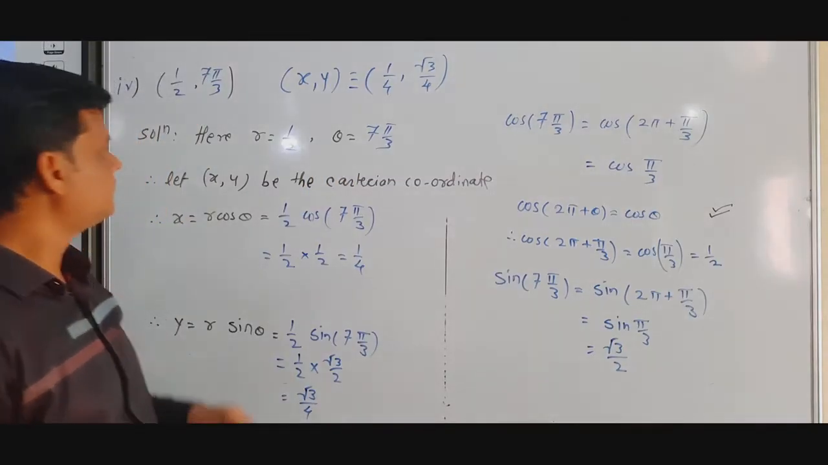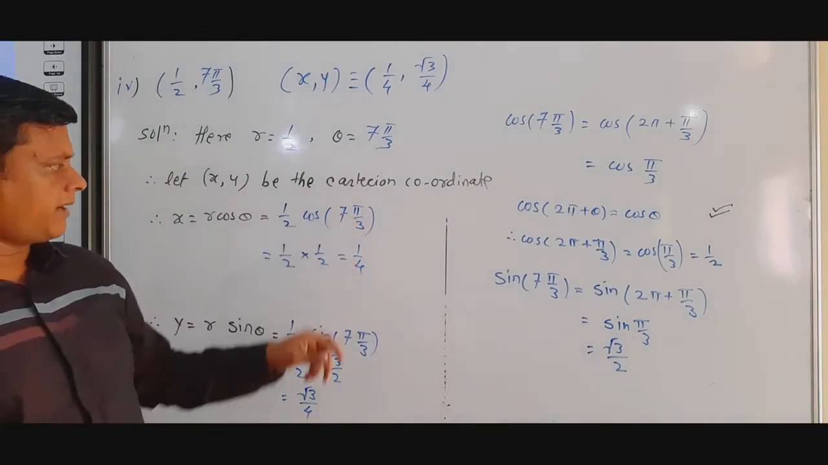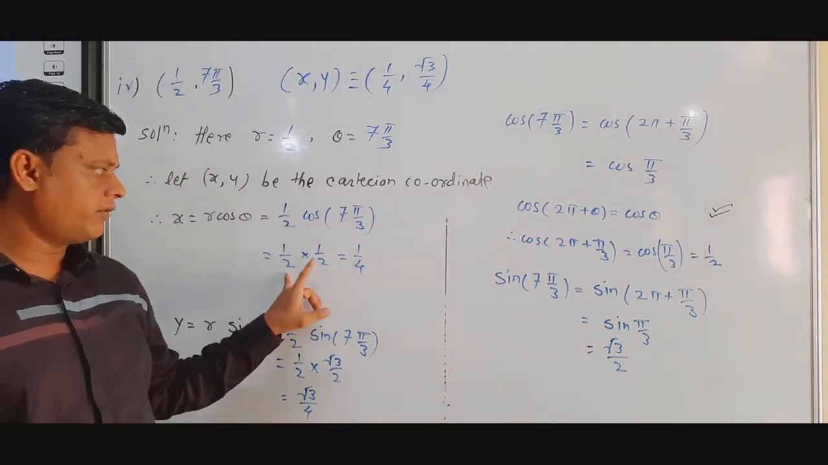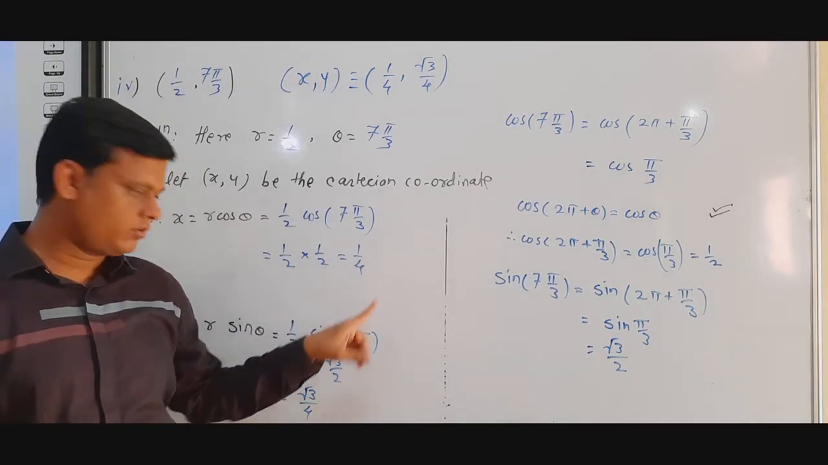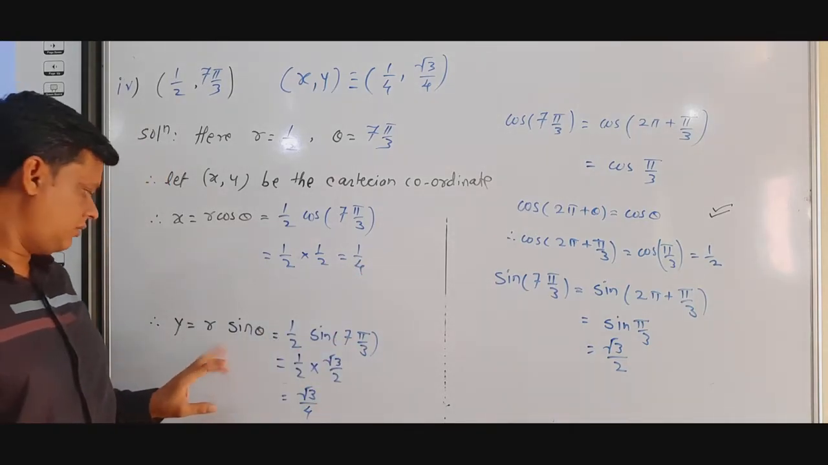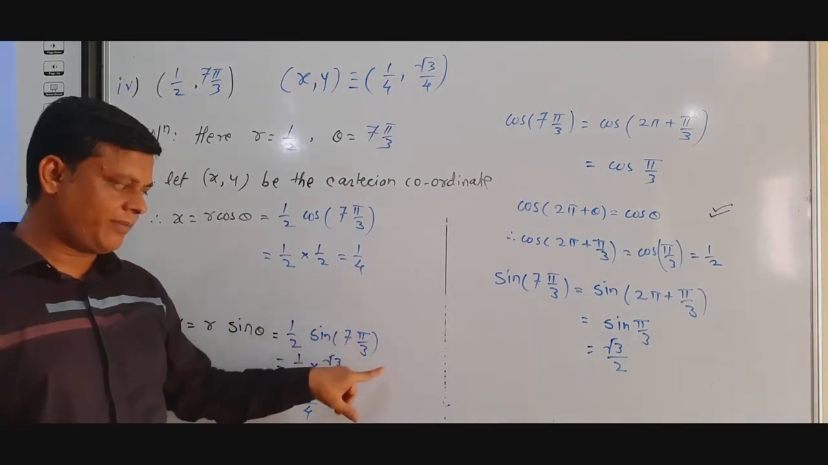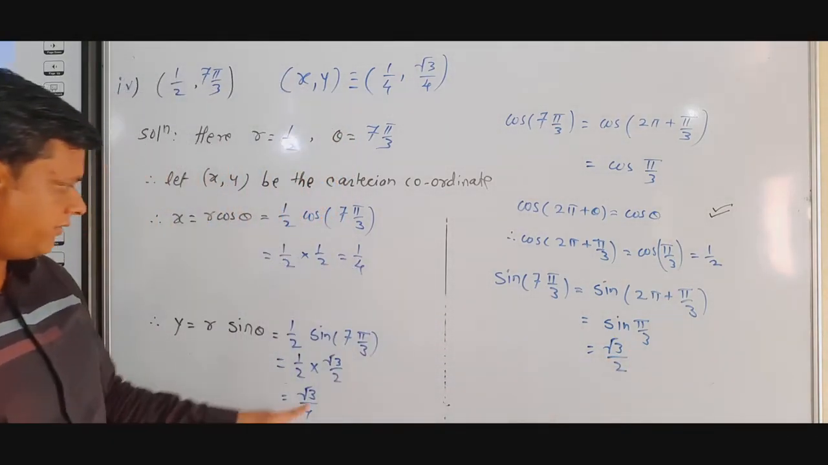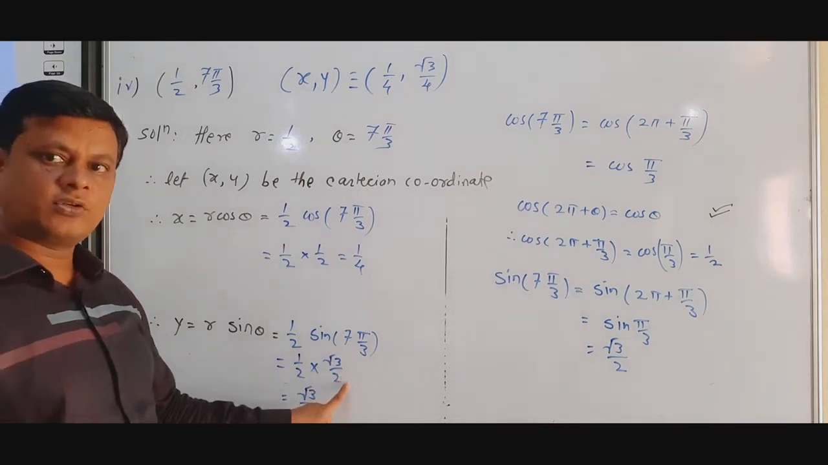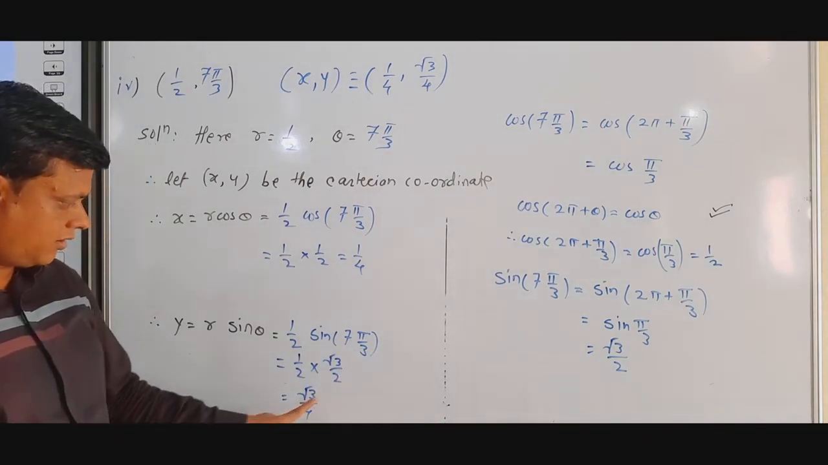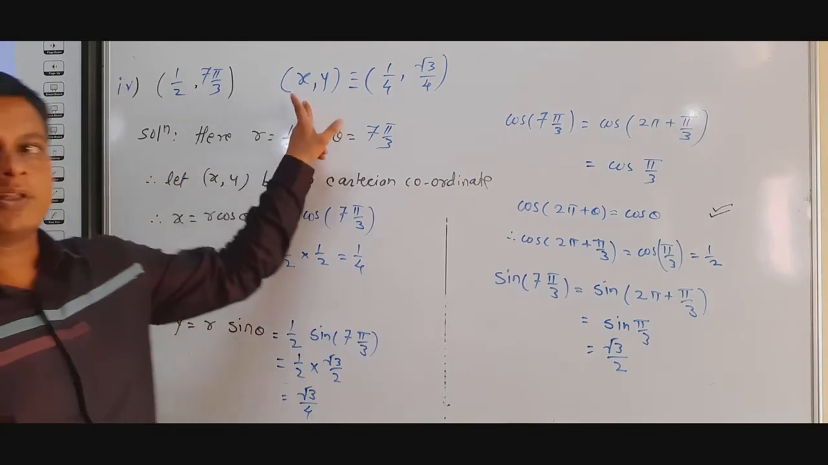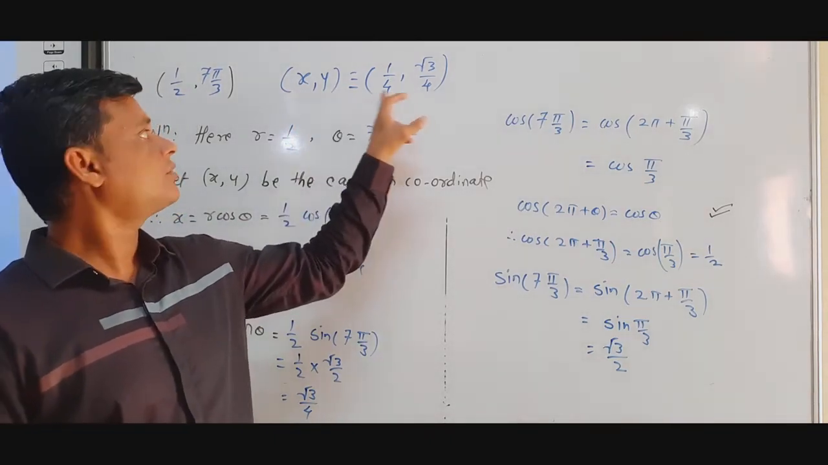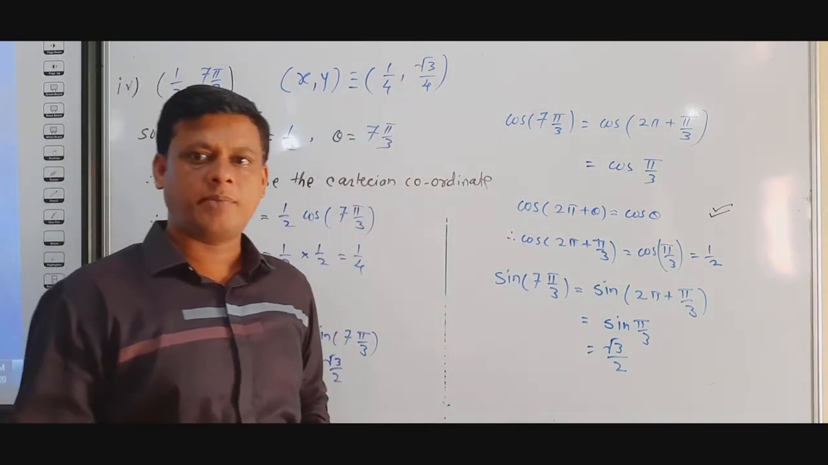So cos 7 pi by 3 is 1 by 2. So we get 1 by 2 into 1 by 2, 1 by 2. Similarly for sin 7 pi by 3, we calculate the value root 3 by 2, substitute the value of sin 7 pi by 3 as root 3 by 2. So we get root 3 by 4. Therefore the Cartesian coordinates are (x, y) equal to (1 by 4, root 3 by 4).